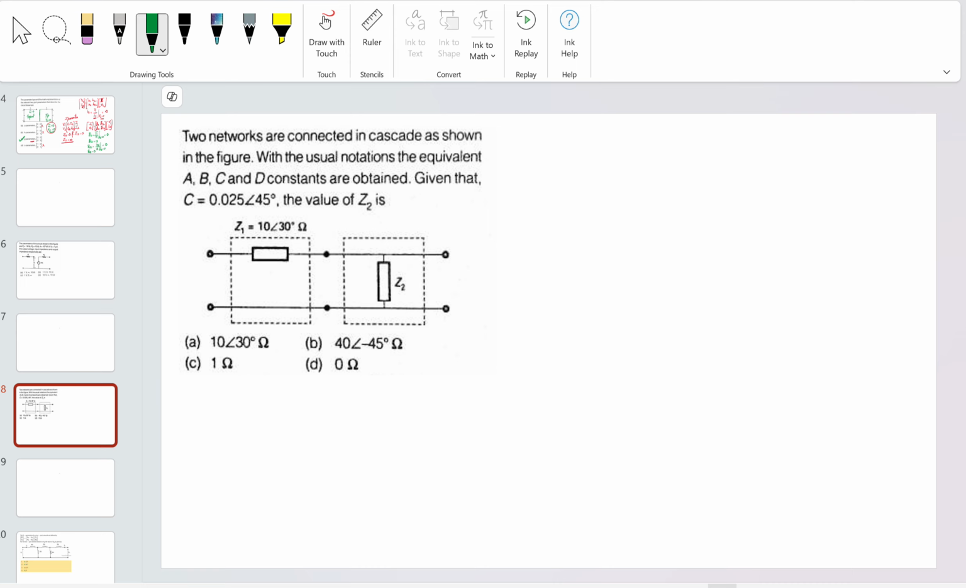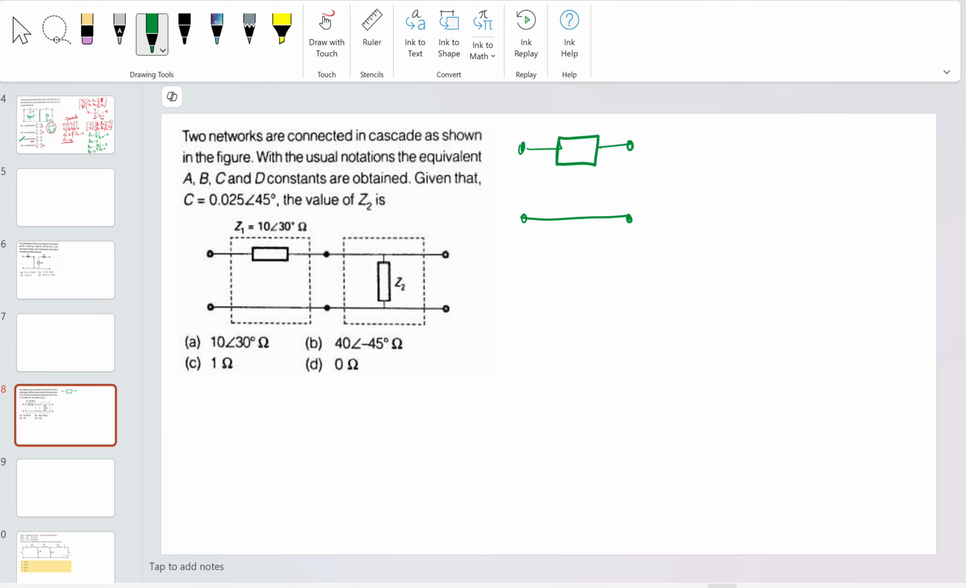One hint in this kind of problem: always remember that if an impedance is connected in series, with only one impedance Z1 here, its ABCD parameter, basically the transmission parameter, will be given like this: 1, Z1, 0, 1. Remember this. That is the most important thing.